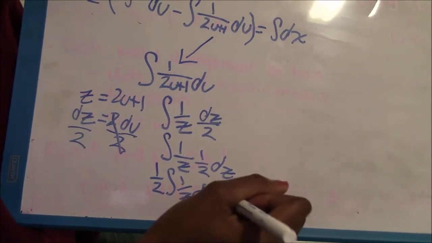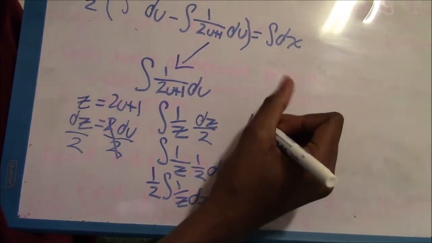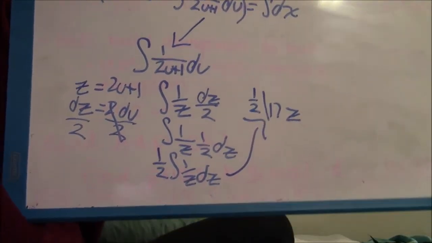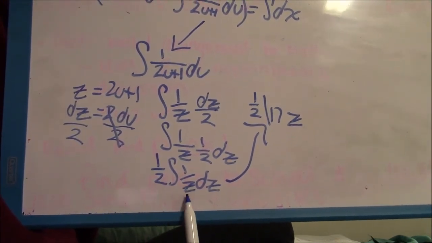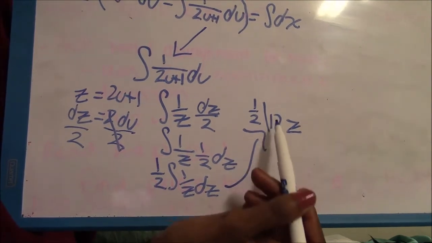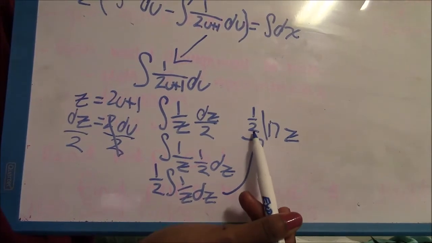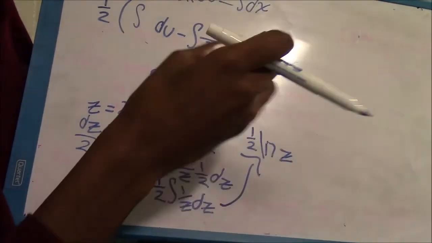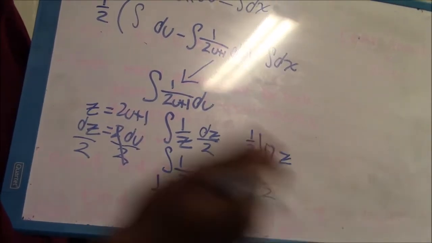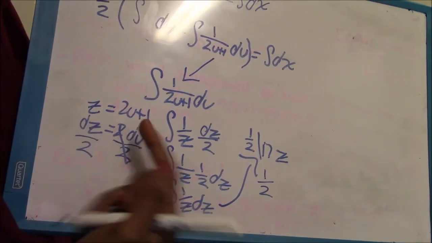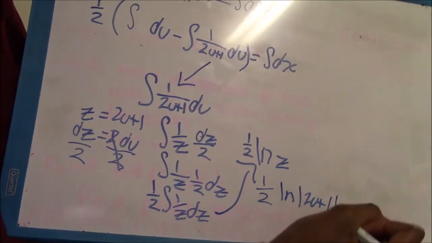And so with this, that ends up giving you ln of z. Well, 1/2 ln of z. Why? Because if the integral of 1 over x is ln of x, the integral of 1 over z, because it's with respect to z, is going to be the ln of z. And of course, we have that 1/2 constant that just comes up here. So now, knowing all of this, if I replace z with our original value, which z is equal to 2u plus 1, it's going to be 1/2 the ln of 2u plus 1.